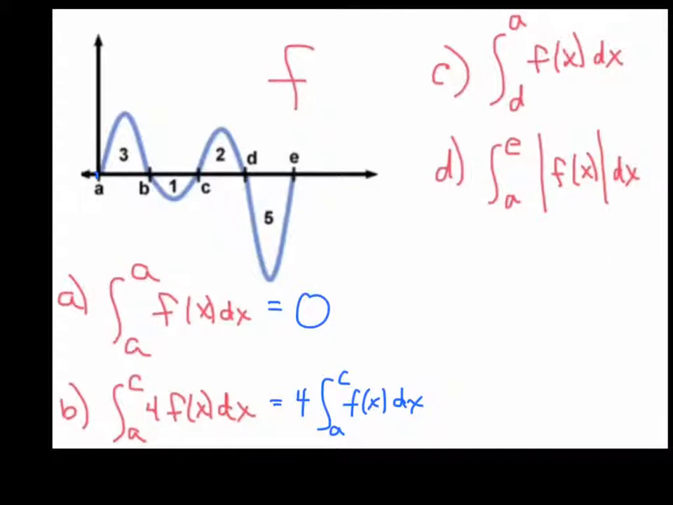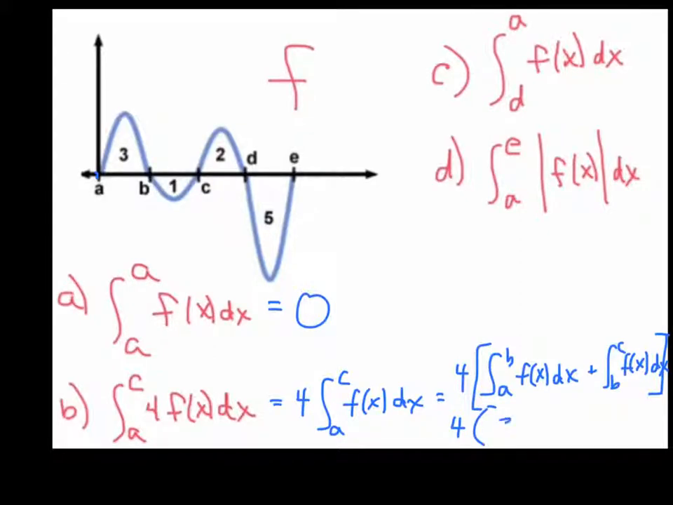Now, if I look at the area between A and C, I notice that I have two different areas that I have to consider. So I could split this up even further if I wanted to, just to highlight the point, and say that this is 4 times the integral from A to B of f of x dx plus the integral from B to C of f of x dx. And now, if I find each of those pieces, I'm going to be able to find my answer. So the integral from a to b of f of x dx, we can clearly see is 3.